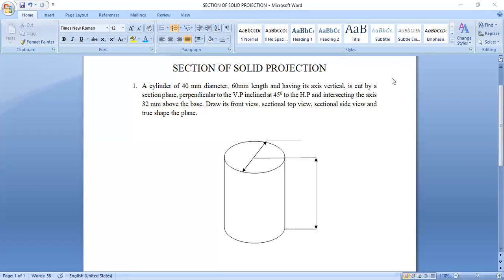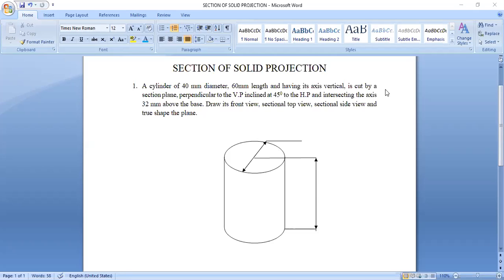Section of solid projection. Your first problem is a cylinder of 40 diameter, 60 length, and having its axis vertical, is cut by a section plane perpendicular to the VP, inclined at 45 degree to the HP, and intersecting the axis 32 above the base. Draw its front view, sectional top view, sectional side view, and true shape of the plane.